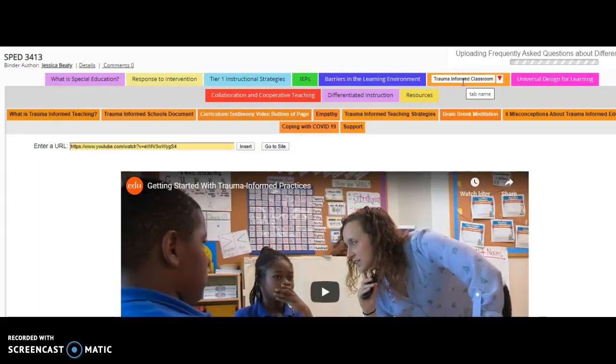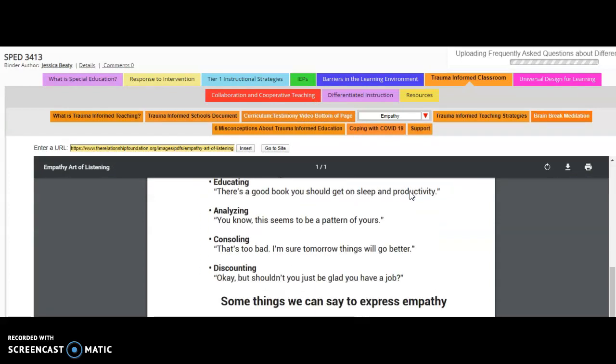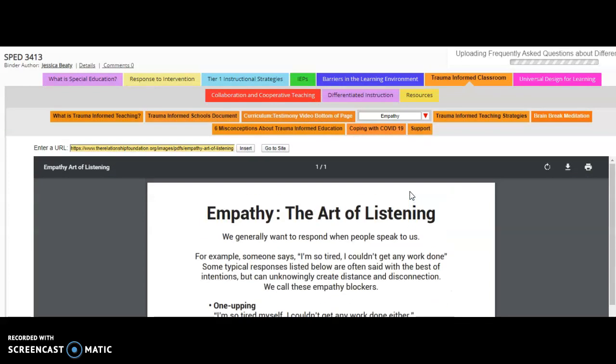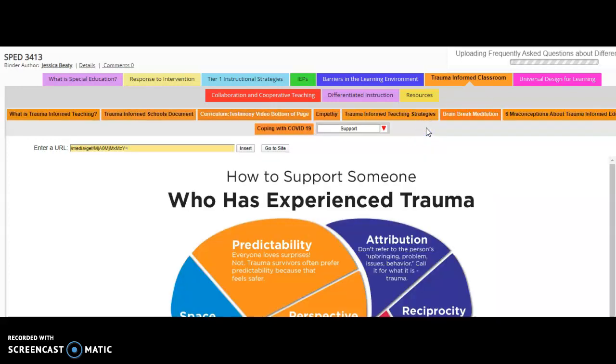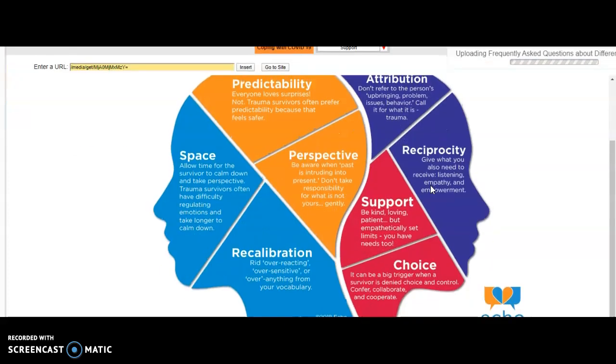And then we have trauma-informed classroom, which I was really astounded with. I'd never heard of it before coming into your classroom, and I really liked it, and it really gave me a lot of insight into helping kids who have been traumatized with anything. And I also included the empathy, art of listening in this, because I liked that activity that you did with us. And then how to support students or anyone who has experienced trauma. I really liked this too. It just gave a good visual.